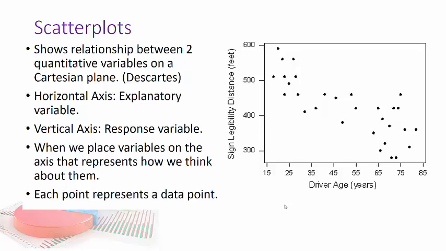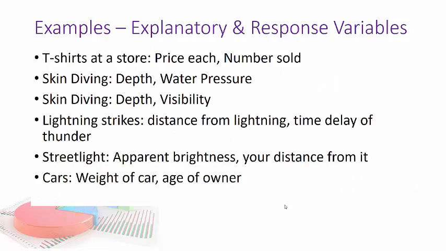So let's go ahead and practice looking at explanatory and response variables with a couple of examples. So the response variable is the one that will go up or down depending on the explanatory variable. I think sometimes it's easier to look at the response variable first to say which one's going to change because of the other one. So if we have t-shirts at a store, do you think that the price will change based on the number, or the number will change based on price?